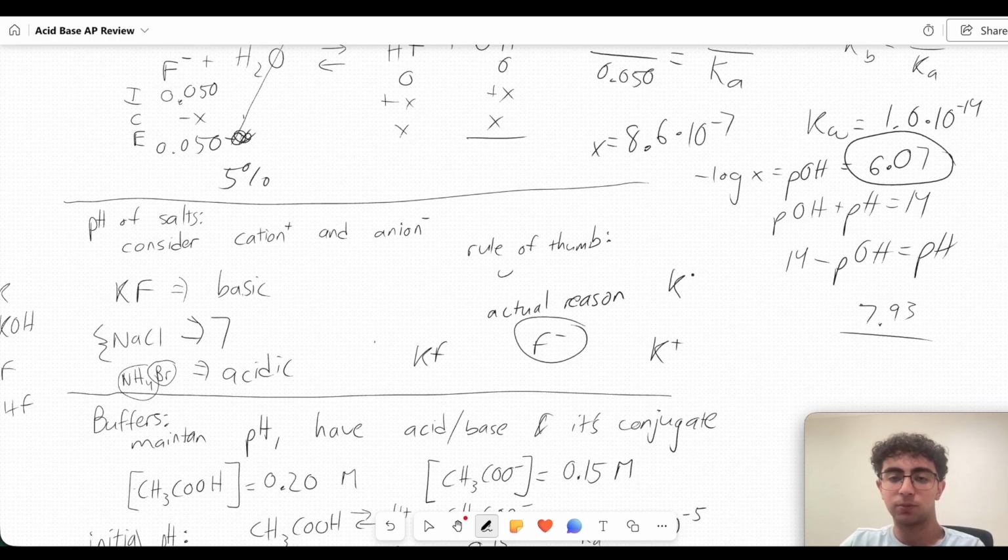And remember, bases are a one-way arrow. KOH is going to form K plus and OH minus. This is one way. It's never going to go the other way. So K plus will never go backwards. It doesn't have hydrolysis. It's not going to be acidic. So that's the actual reason behind it. But as a rule of thumb, whatever is strong, it'll probably be that, unless you have both of them strong, then it'll be neutral.